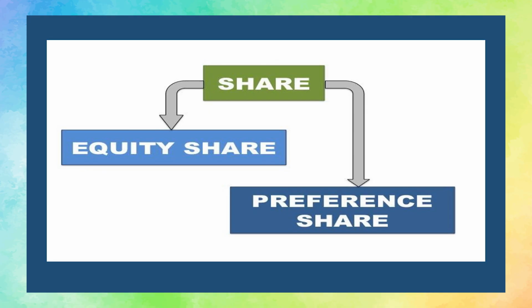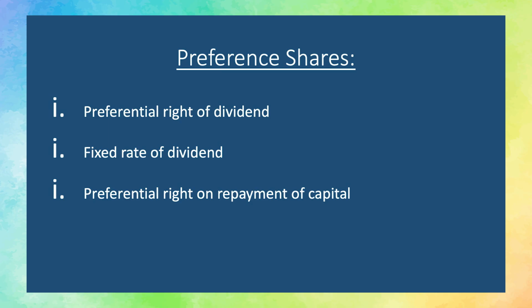The second is preference shares. Preference shares are the shares that carry the following two rights. First is preferential right of dividend to be paid as a fixed amount calculated at a fixed rate, and second, on winding up or repayment of capital, a preferential right to be repaid the amount of capital before any amount is paid to the equity shareholders.